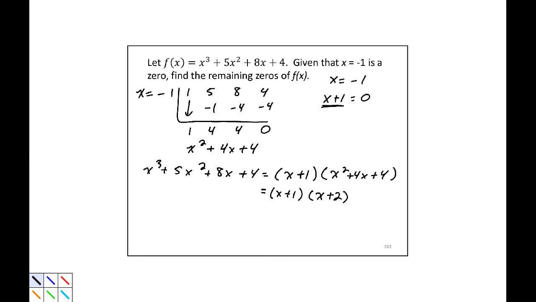X squared plus 4x plus 4 is x plus 2 multiplied by x plus 2. So I'm going to write this as x plus 2 squared. So our remaining 0 is x equals negative 2, and that also has a multiplicity of 2 because it occurs twice. So I'm going to box in all our zeros: x equals negative 1 and x equals negative 2.